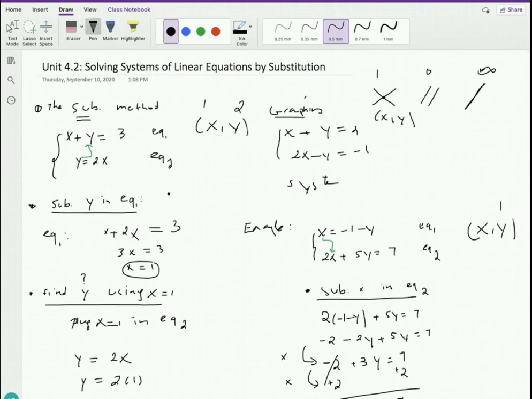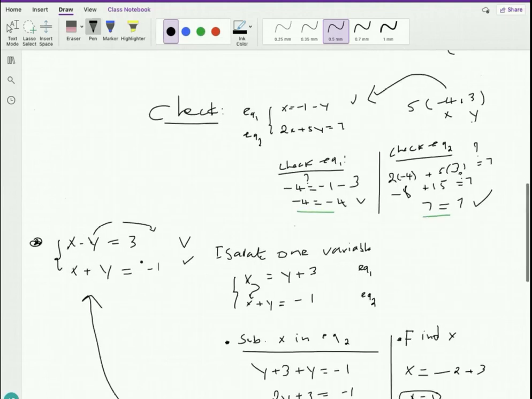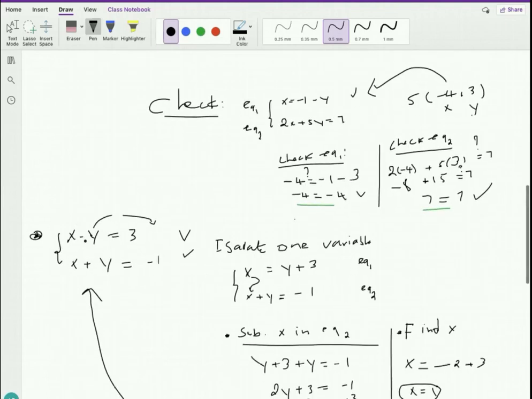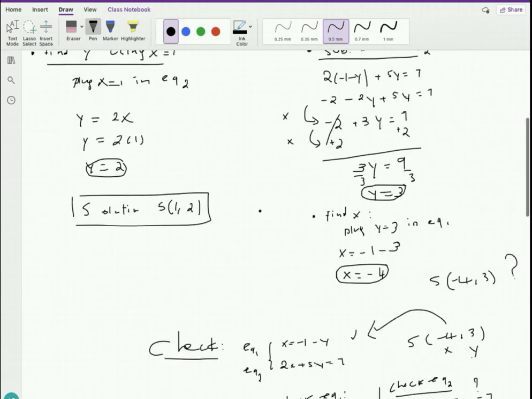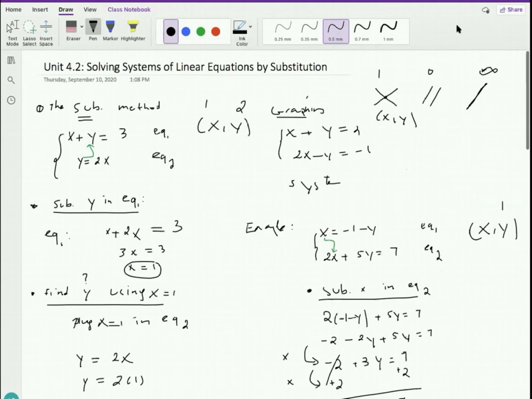It's the same process every time. Plug one variable into the other equation, find one variable, then find the other. If you don't have a variable by itself, you need to isolate one, okay? Solve either equation, get one of the variables by itself. Once you do that, you find the first variable and then find the second one. And of course, don't forget to check.